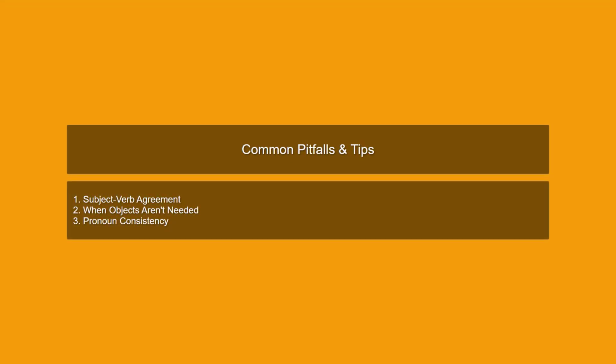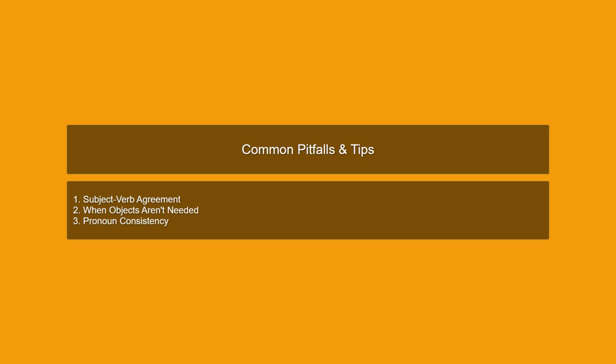Even with the simple SVO structure, learners often encounter a few challenges. One common pitfall is subject-verb agreement, which means ensuring the verb matches the subject's number and person. For example, you say, he drinks coffee, but they drink coffee. Mixing up these forms is an easy slip to make, but repeated practice helps you overcome it.